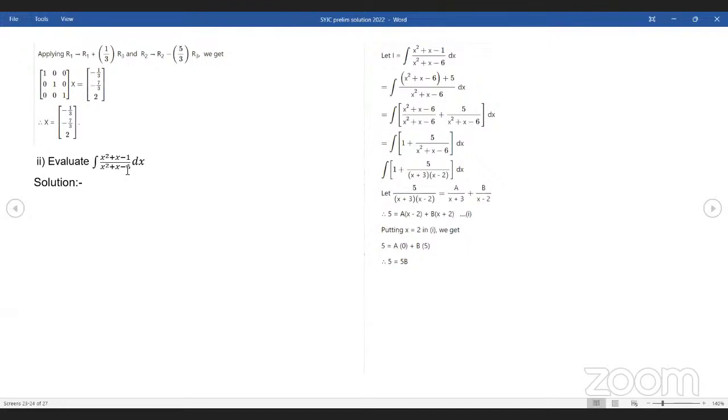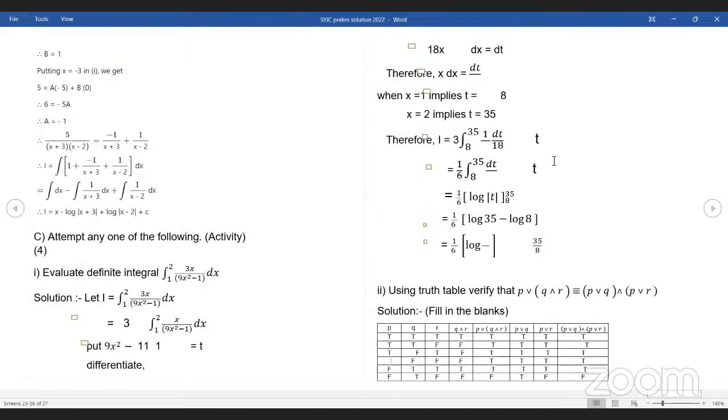Simplify that. After cancellation, what happens? First part gives 1. उसके बाद क्या बचेगा? 5 upon x square plus x minus 6. Then the second part will move to partial fraction. तो वहां पर आप partial fraction apply करेंगे. Find value of A and B. Put these values and then write that answer. First तो हमारा easy था.